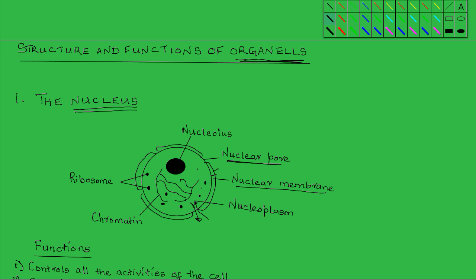Now, the nucleus is composed of a viscous fluid known as the nucleoplasm. This is a material that fills the interior of the nucleus. Within this nucleoplasm, there is the dark spherical body, the nucleolus. There are ribosomes and genetic material in the form of thin thread-like structures known as the chromatin.